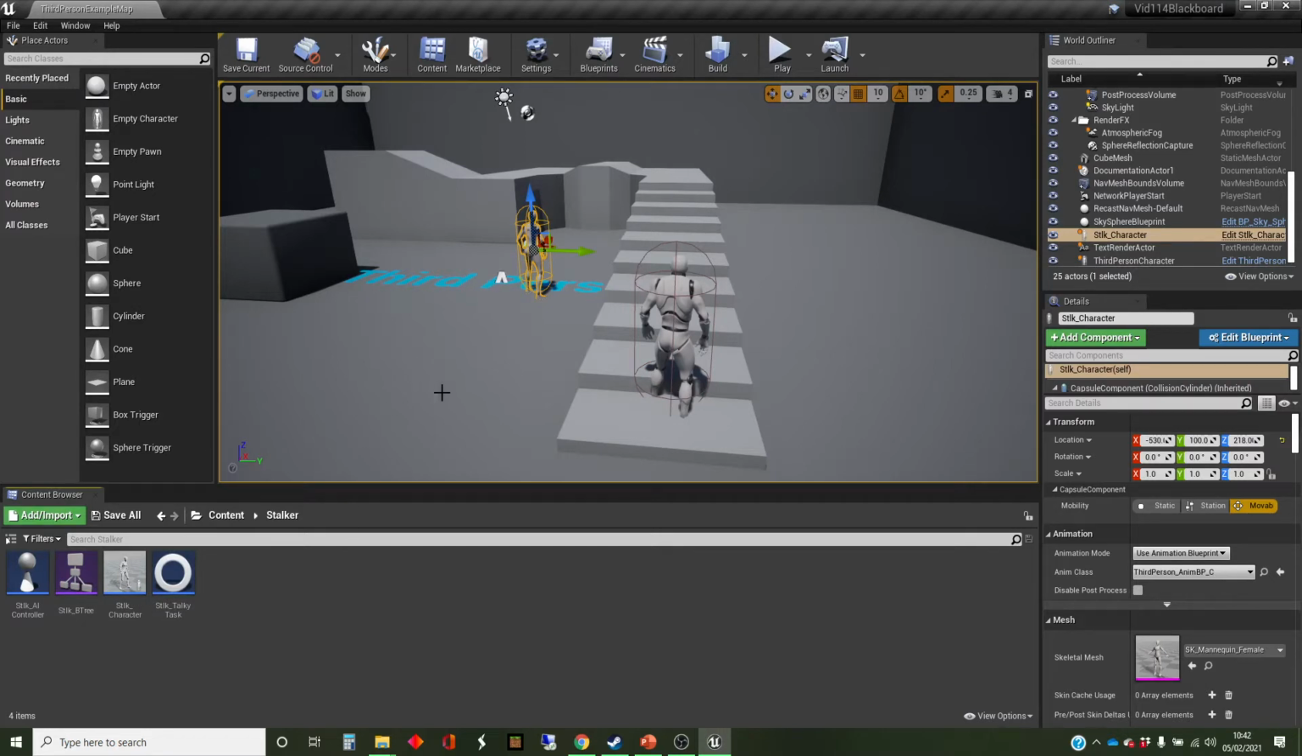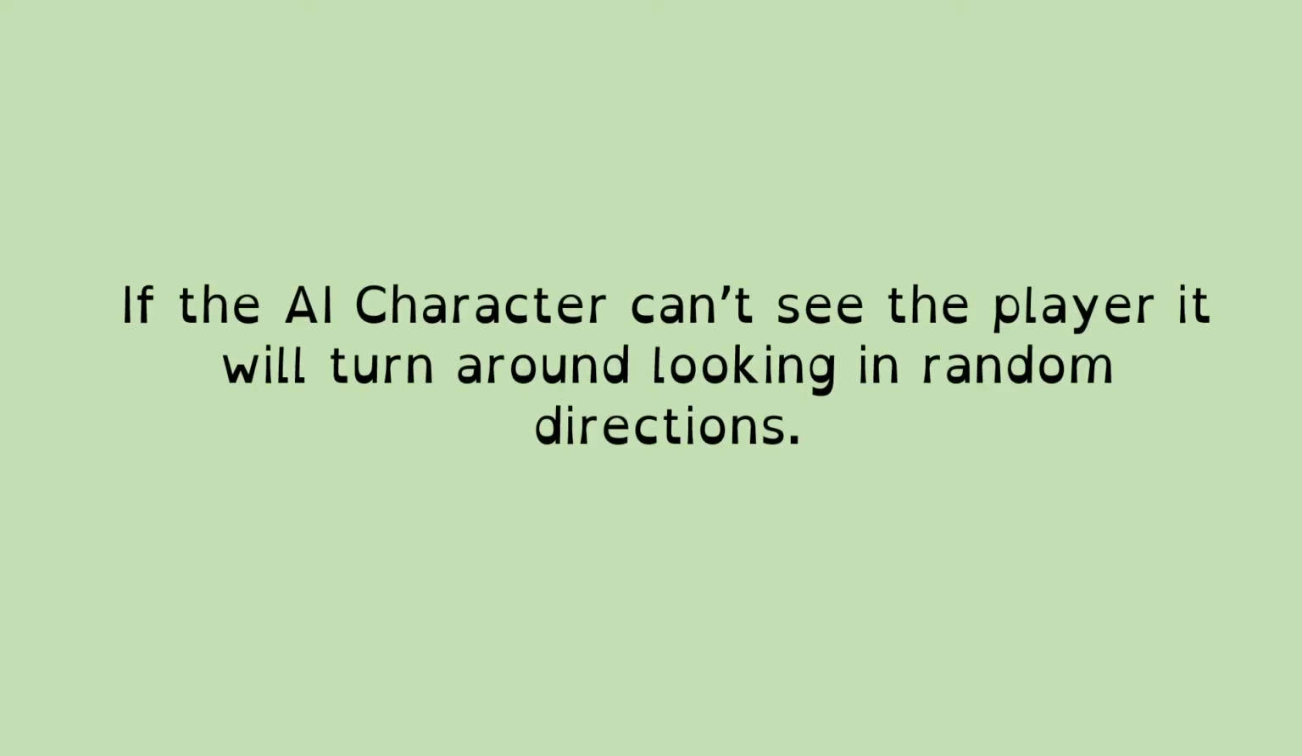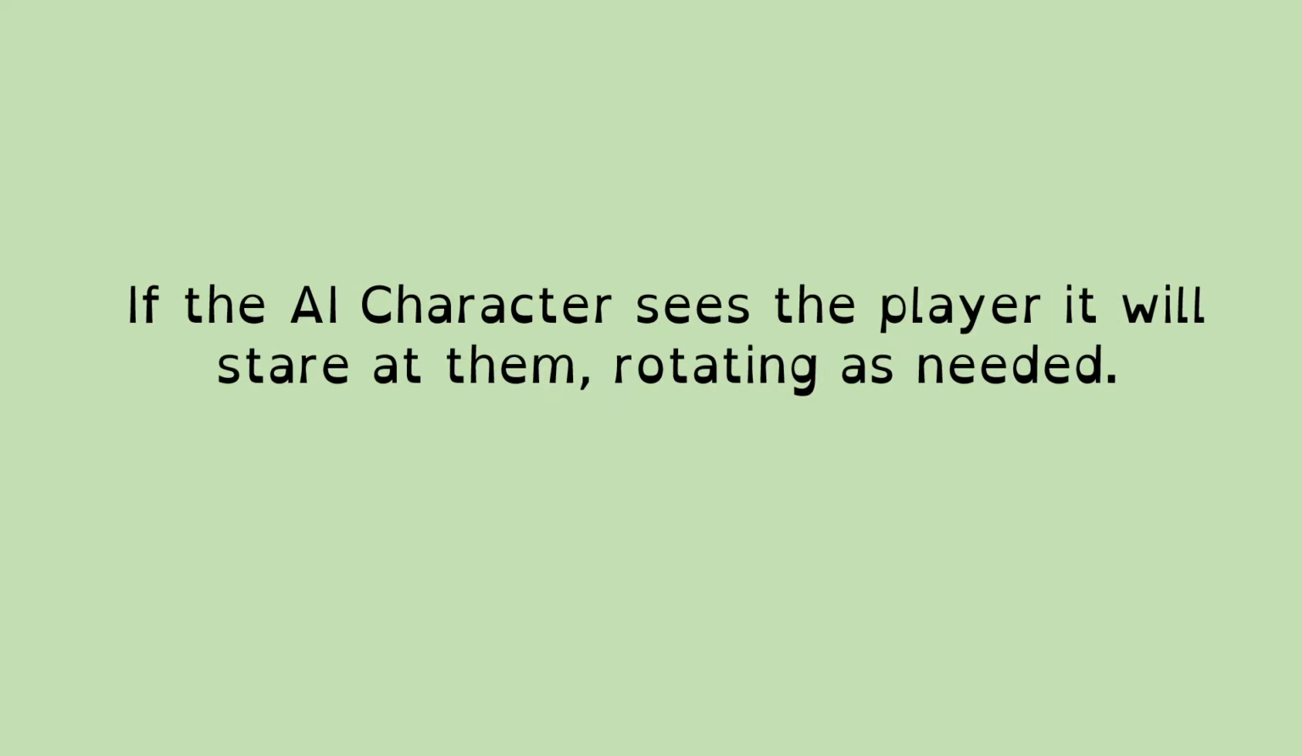Okay, so the next thing to do is to introduce you to the scenario of the AI that we're going to try and achieve. So the AI character is going to stand on the spot, and if it can't see the player, it'll keep turning around looking in random directions. So every few seconds, it will turn and face in a different direction looking for the player. If the AI character catches sight of the player, it will stare at them. So as the player moves around, the AI character will rotate on the spot, but keep facing the player as if it's watching them carefully.